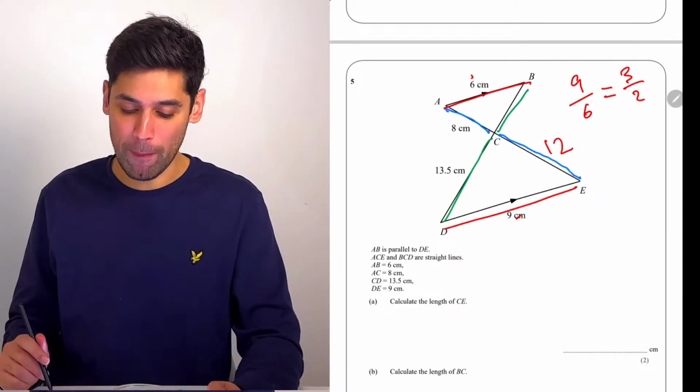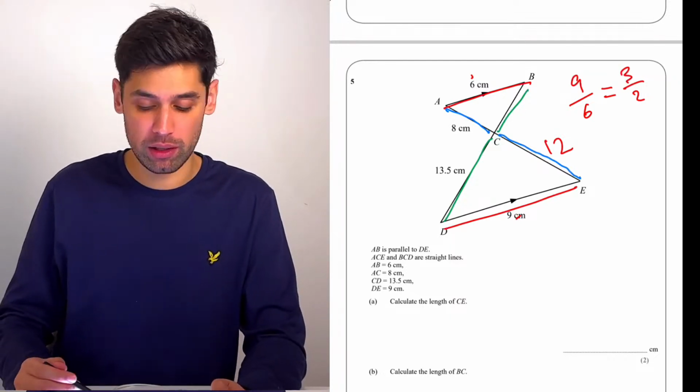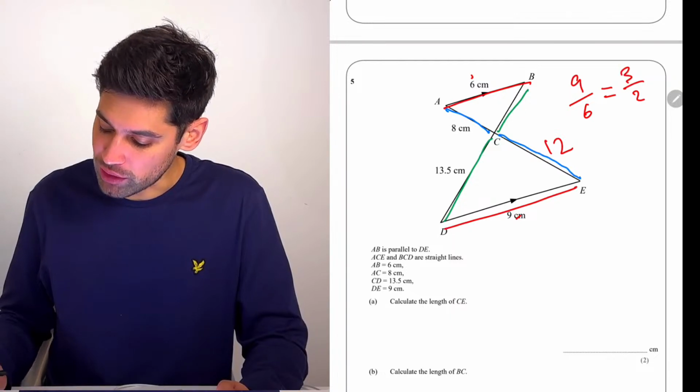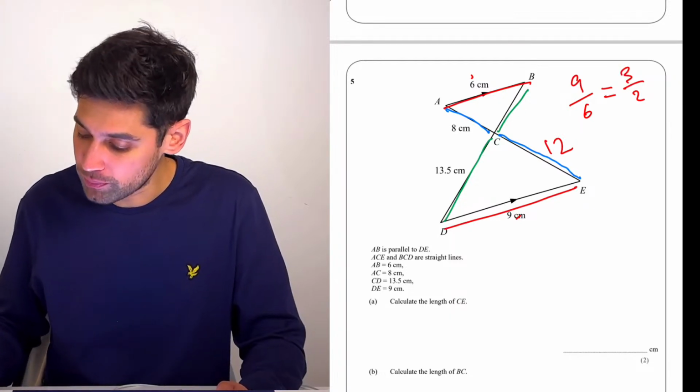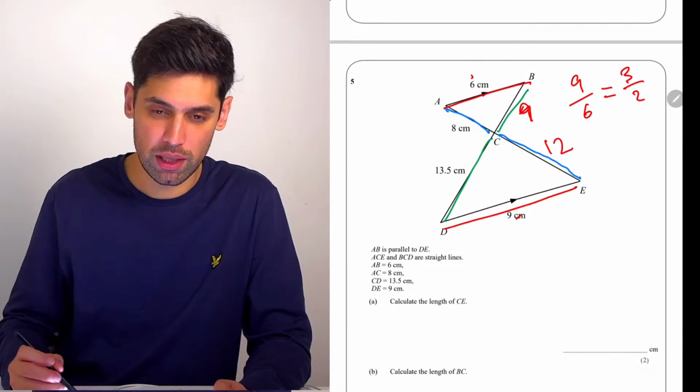Next, calculate the length of BC. So BC is on the smaller shape, so we're going to be expecting an answer smaller than 13.5. So let's do 13.5 divided by 3 over 2, and we get 9. Beautiful. That's what we love to see.